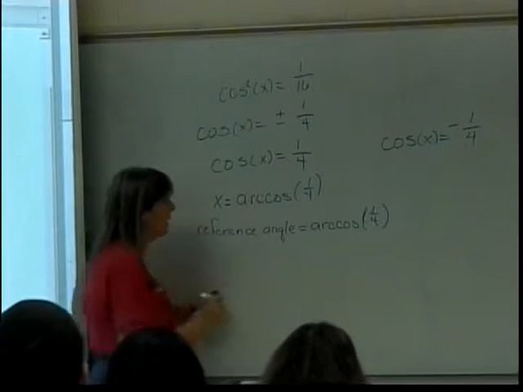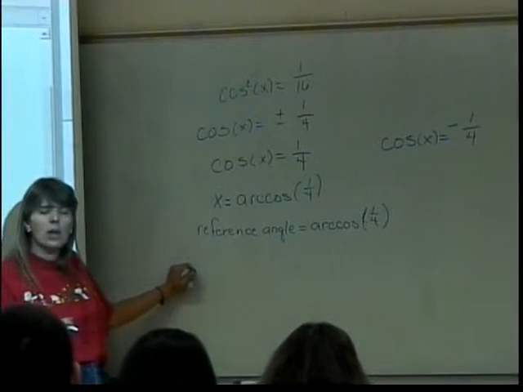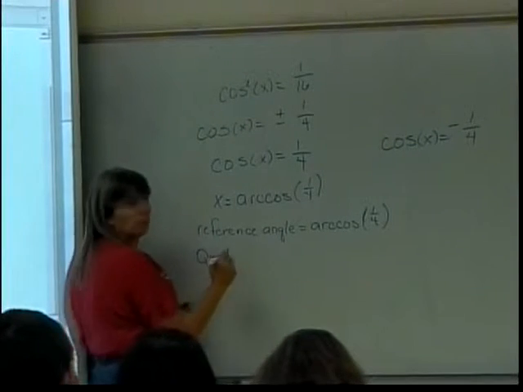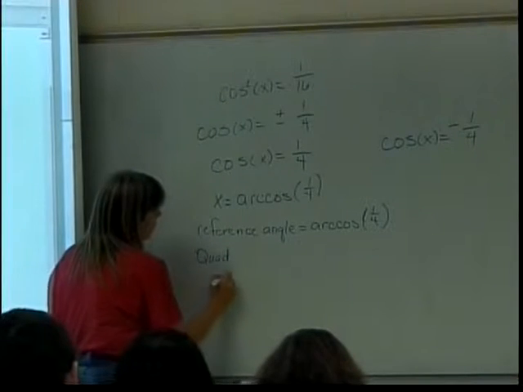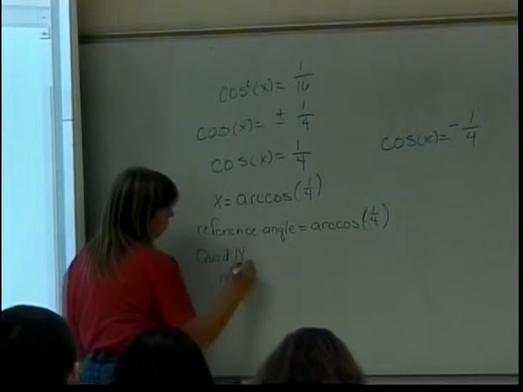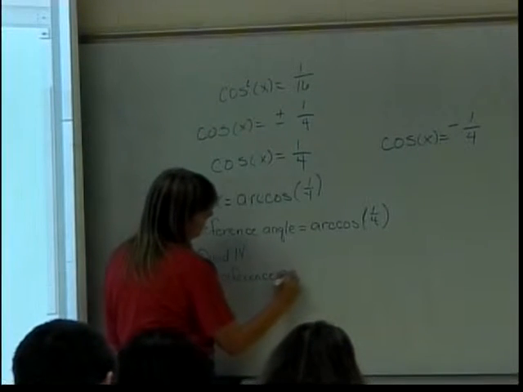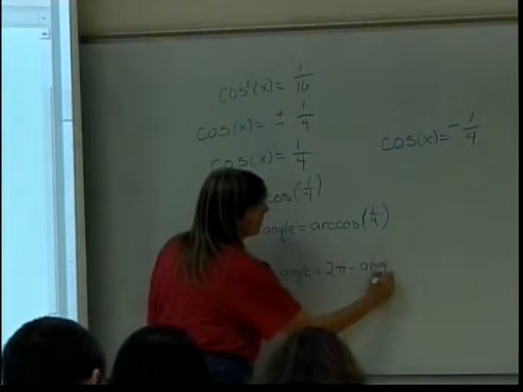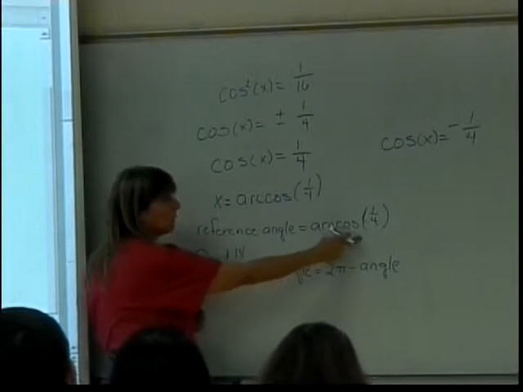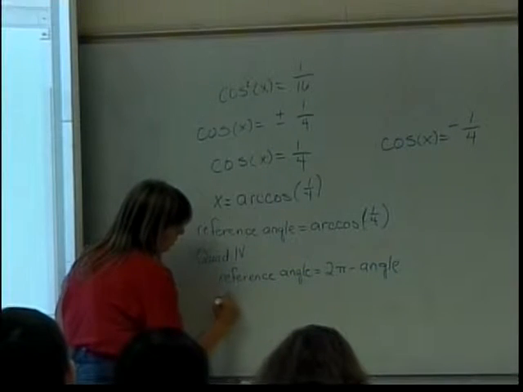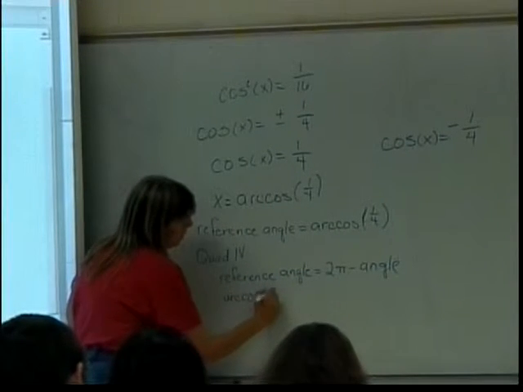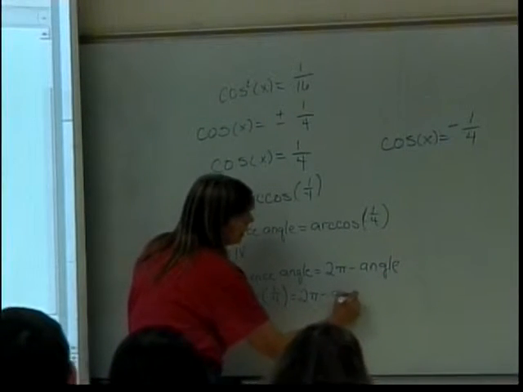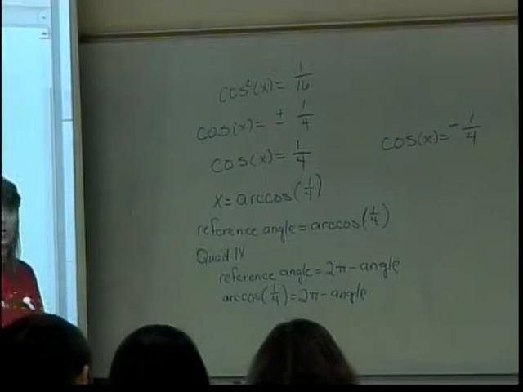And then I want to put that into quadrant 4. So how do I do reference angles in quadrant 4? 2 pi minus the angle. The reference angle in quadrant 4 is going to equal 2 pi minus the angle. This is the angle we're looking for. We know the reference angle is the arc cosine of 1/4, so we have arc cosine of 1/4 equals 2 pi minus the angle. I want to solve this for the angle. Suggestions?